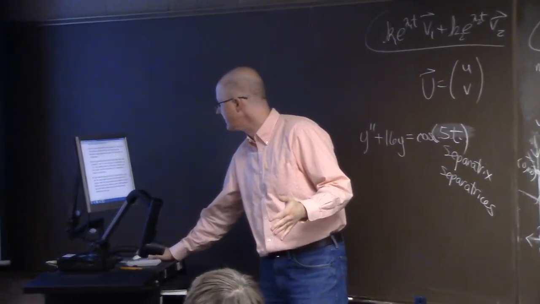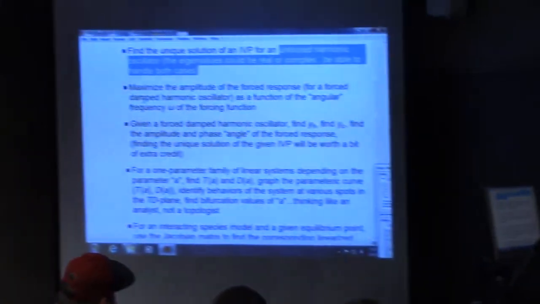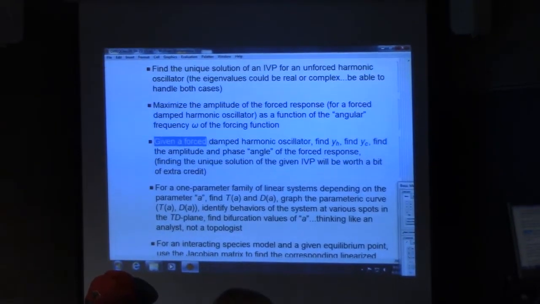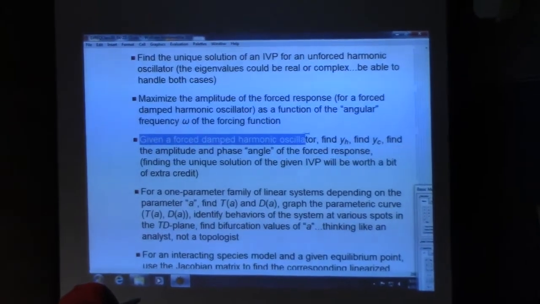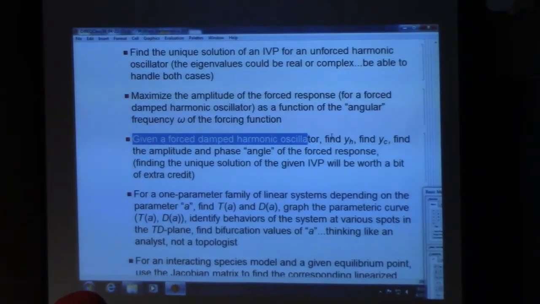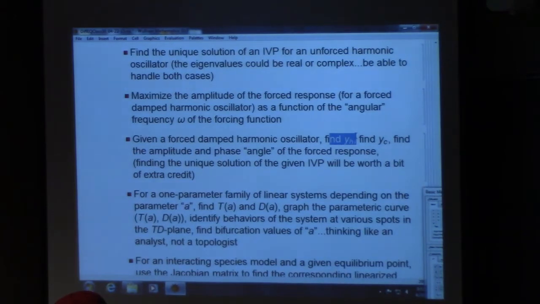Let's go down here a little bit. I guess it's right here. Given a forced damped harmonic oscillator, you are first going to have to find the corresponding homogeneous equation and then find the corresponding yH, H standing for homogeneous. That's going to be part of your general solution. That helps you solve initial value problems. Then complexify the equation and find yC.